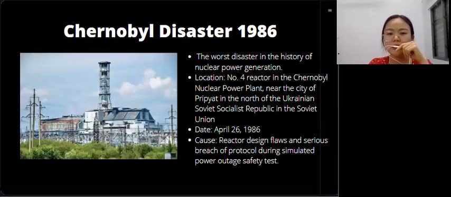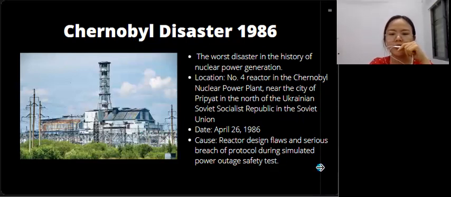Next, I will share about a case of radioactive incident. Chernobyl disaster 1986. It is the worst disaster in the history of nuclear power generation. It happened at the North Fork in the Chernobyl nuclear power plant near the city of Pripyat in the north of the Ukrainian Soviet Socialist Republic in the Soviet Union. It happened on the date of April 26, 1986.